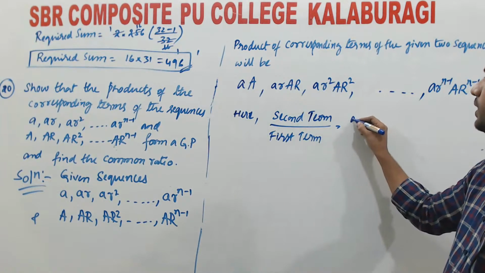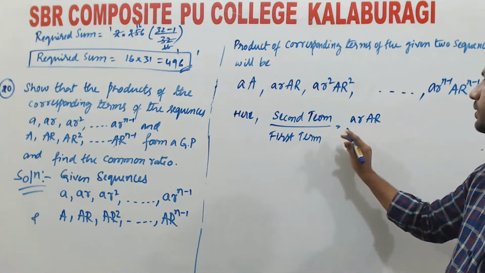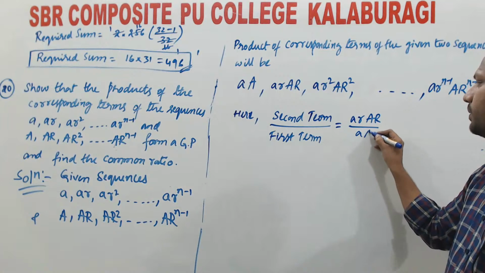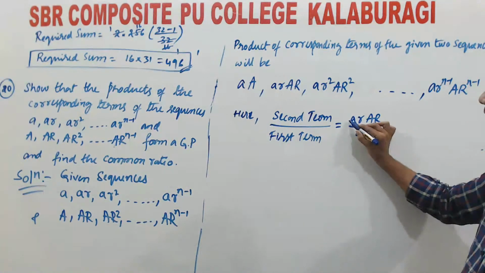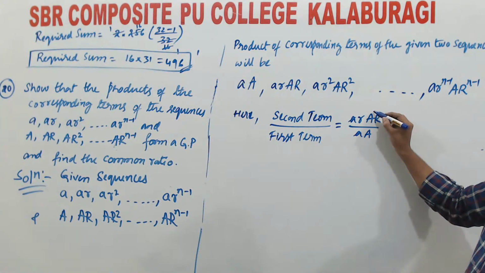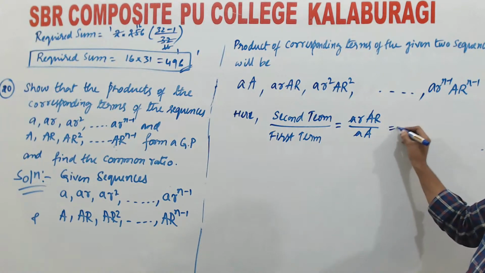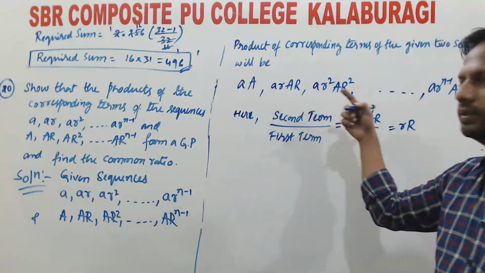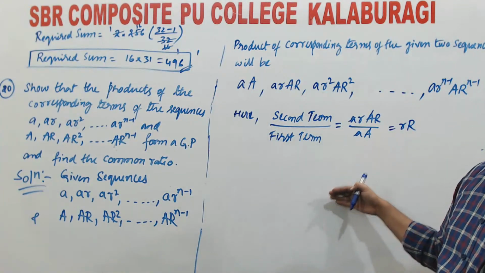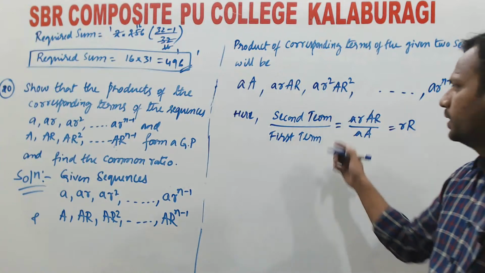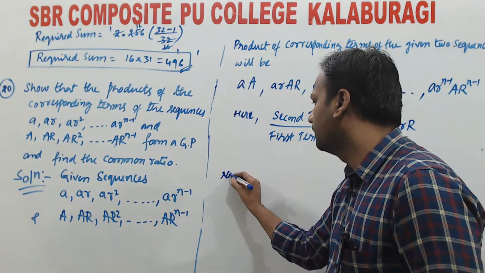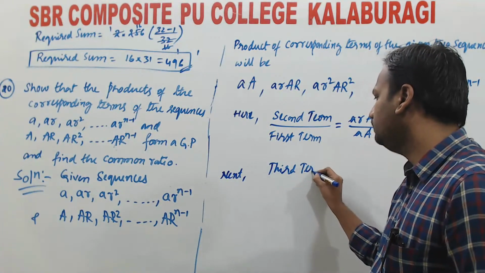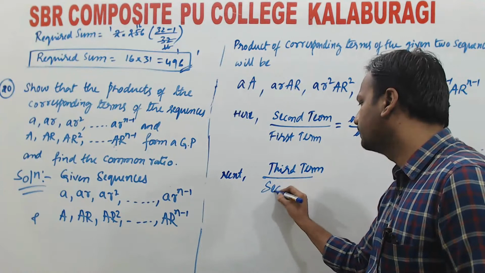This is the second term: AR, capital AR, divided by the first term, capital A. Now cancel it. Small a cancels, capital A cancels. What remains here? Small r, capital R. Now let us focus on one more ratio to confirm whether it is in GP or not. Next, the third term divided by the second term.